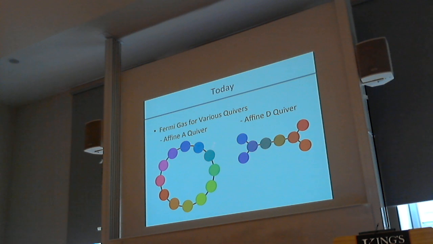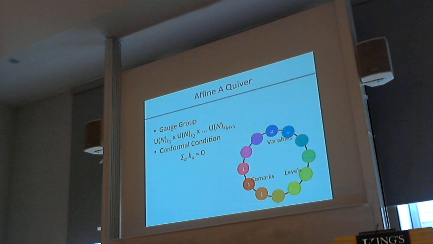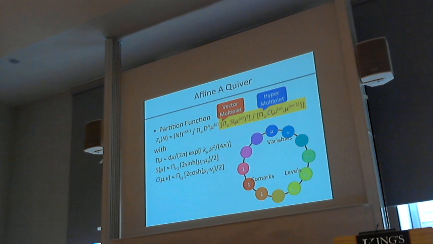After reviewing the previous results by Marino and Putrov on the affine A-type quiver, I will tell you how the Fermi-gas formalism is applicable to the affine E-type quiver. So this is our setup. We have all the factors everywhere with different levels. The conformal condition tells you that the sum of the levels has to be 0.